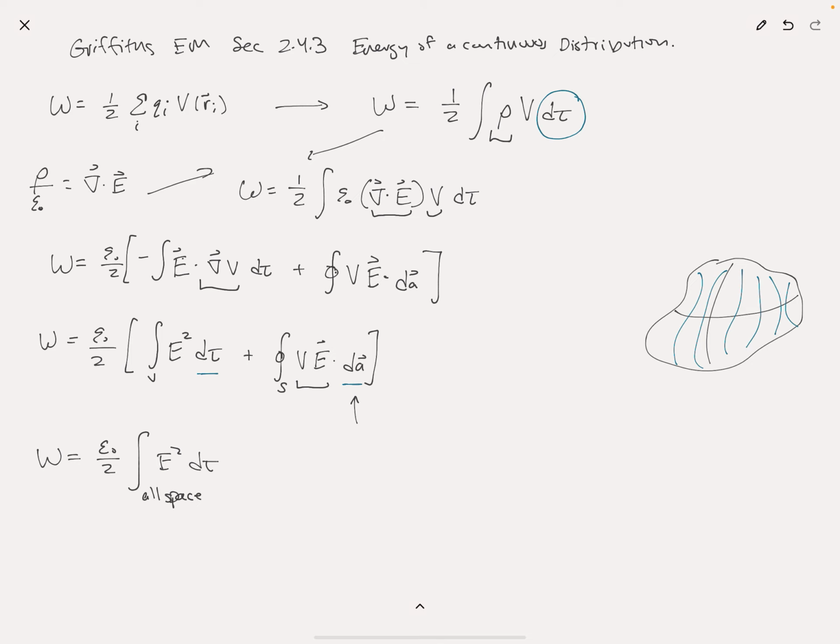If I choose some volume that's not the whole space, I can't make this next jump. But I can pick any volume I want, and any surface that bounds that volume. If I choose one creatively, I can pick one that's easy to do the integral of.